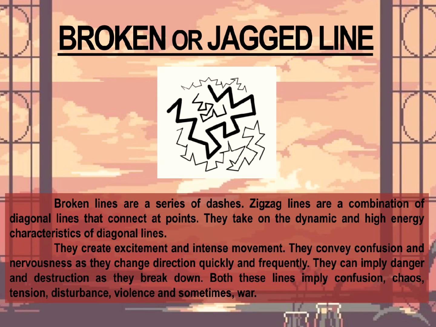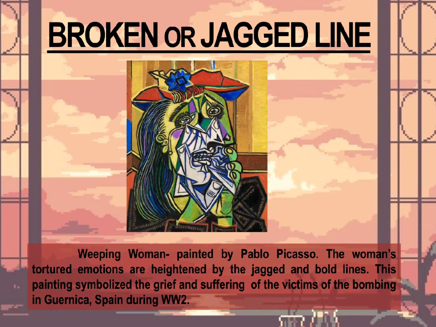Broken or jagged lines take on the dynamic and high-energy characteristics of diagonal lines. Both these lines imply confusion, chaos, tension, disturbance, violence, and sometimes war. An example of this is the painting Weeping Woman made by Pablo Picasso. The woman's tortured emotions are heightened by the jagged and bold lines. This painting symbolized the grief and suffering of the victims of the bombing in Guernica, Spain during World War II.